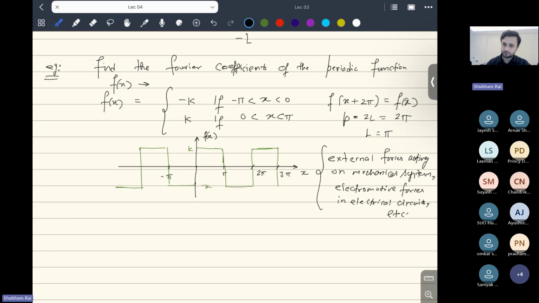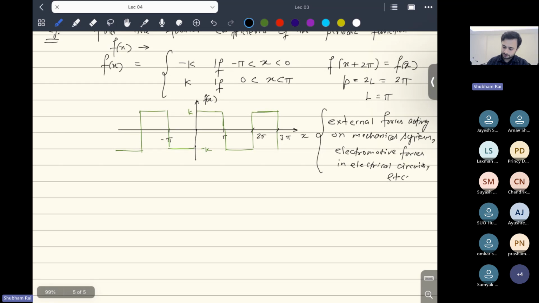So those kind of forces can be approximated by this kind of periodic functions. So yeah, let's find out the Fourier coefficients. Somebody was telling A0 is coming out to be 0.